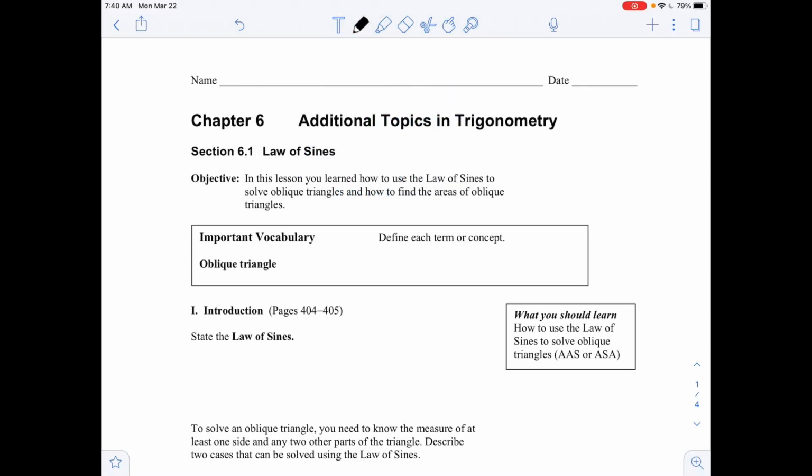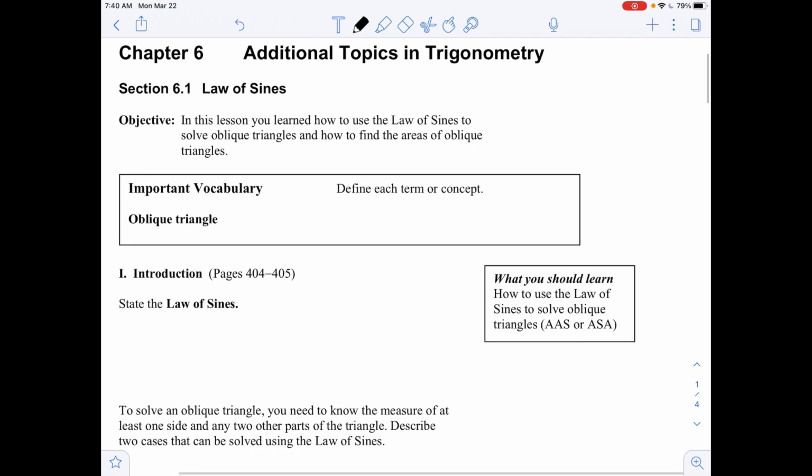Hey everybody, we're going to go over section 1 in chapter 6 today. We're talking about the law of sines. This might be a little bit of a review for you for some of it and new for part of it as well. Let's jump in.